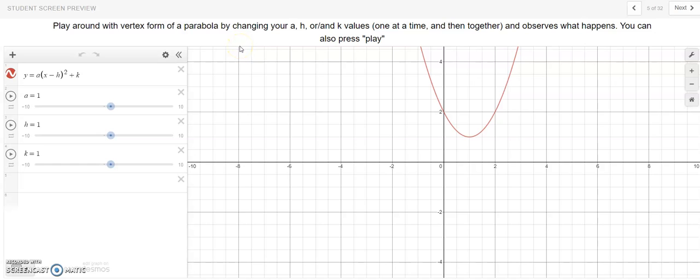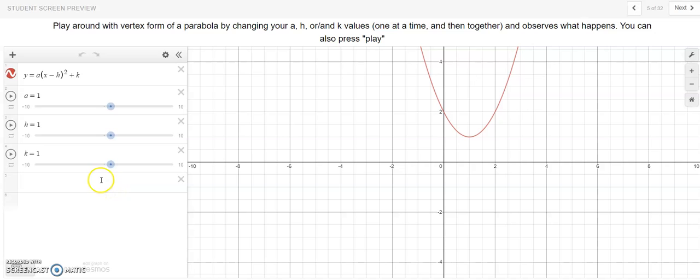Okay, with this application here, we're going to try to discover the effects of altering the three variables a, h, and k when the quadratic function is written in vertex form. Directions say play around with vertex form of a parabola by changing your a, h, and your k values one at a time and then together, and observe what happens. You can also press play.